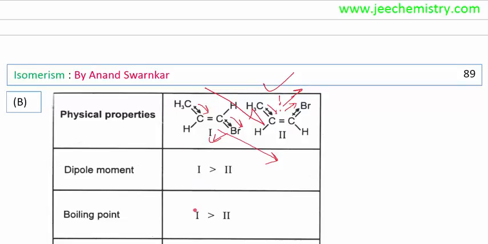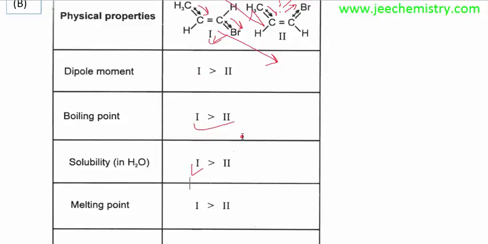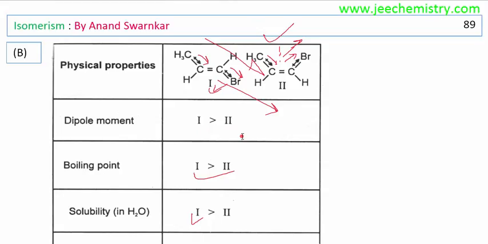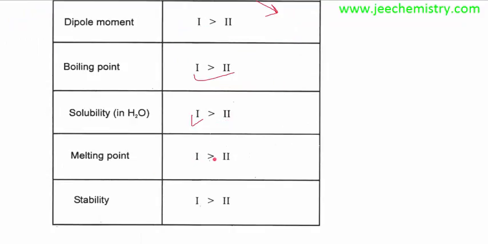Boiling points: the more the dipole moment, the more polar the structure, the higher the boiling point. Solubility: the first will have more solubility, because more polar molecules are more soluble in water. Melting point: the better the packing structure, the better the symmetry, the better the melting point. Here this compound has groups on the opposite side, but in this compound they are on the same side, so the first compound has better packing and better symmetry than this compound. So the melting point of the first is more than the second.